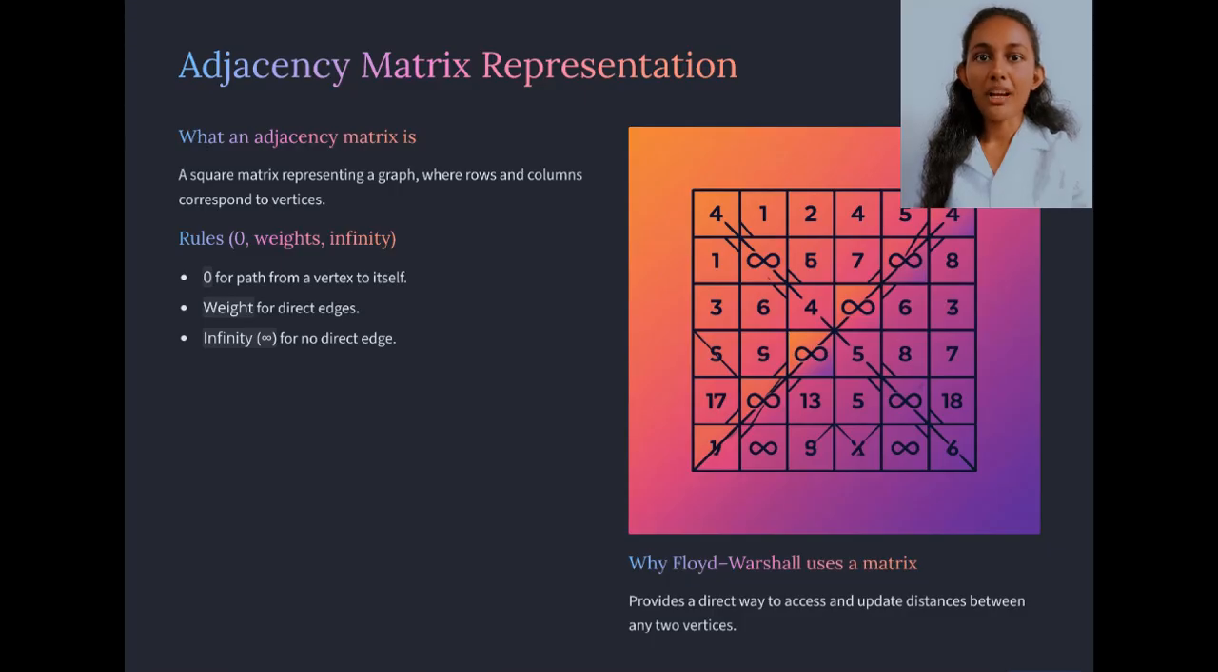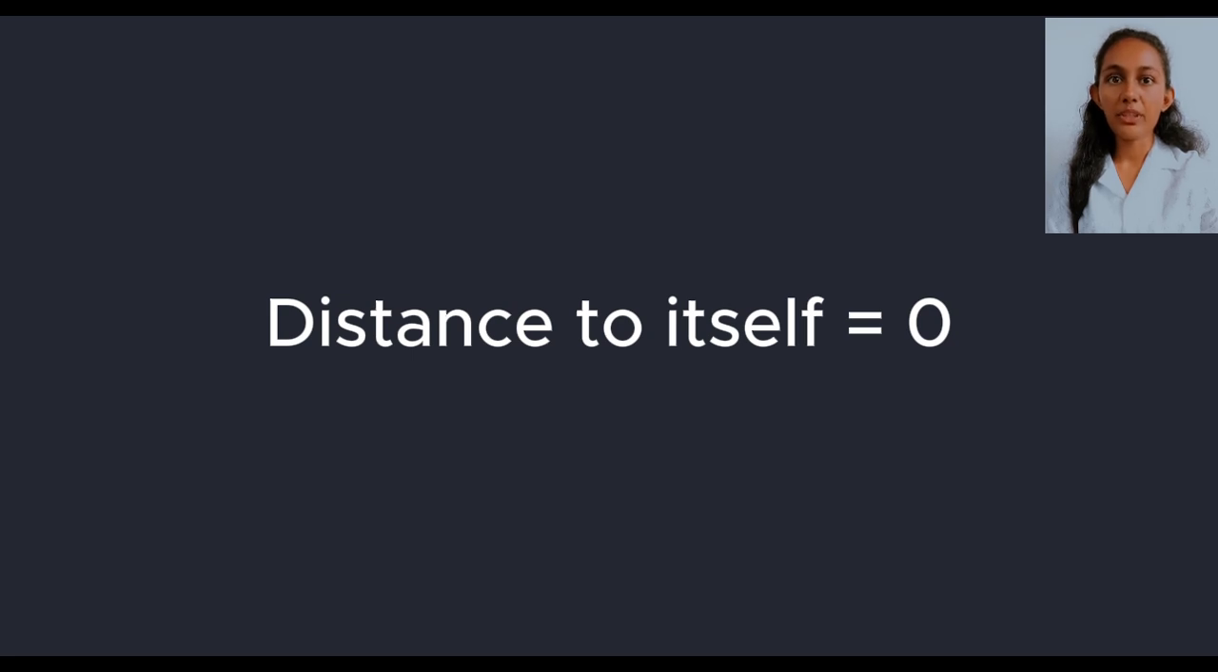Now let's talk about how we store the graph. Floyd-Warshall uses an adjacency matrix. So what is an adjacency matrix? It's a 2D table where rows represent the starting vertex and columns represent the destination vertex. Each cell stores the distance from one vertex to another. There are a few rules. The first one is any vertex has zero distance to itself because no movement is required. In the matrix, diagonal entries where row equals column are always zero.